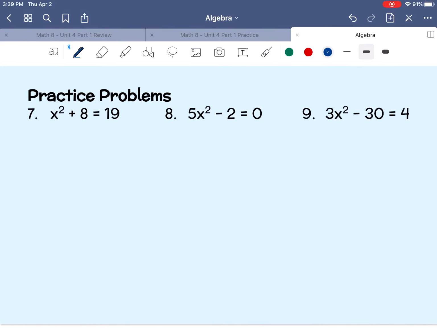Here are 3 practice problems. So go ahead and pause the video to write these down if you don't have them down already. And go ahead and take a few minutes to work through the problems and then play the video when you're ready to go through the answers.